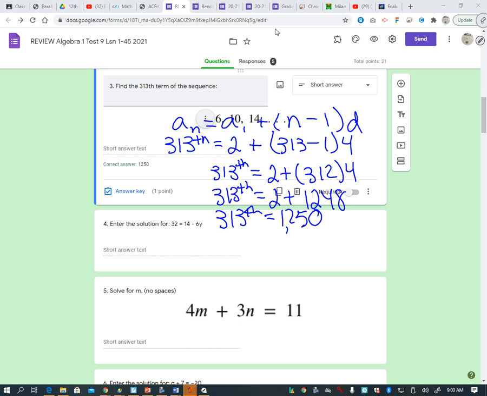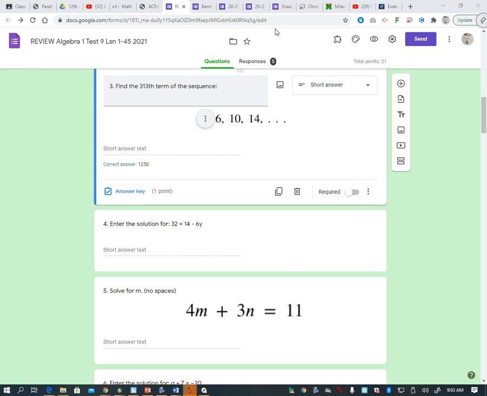When you're setting up answers, it just takes so long to put in every possible variation. Somebody might have accidentally put a space between 2 and 5, right? And it's going to count it as wrong. What I want you to know is that on the test, it might not be the 313th term, and it might not be this sequence. That's why I wrote the arithmetic sequence up there. You need to know what the arithmetic sequence is. Did we get that written down?